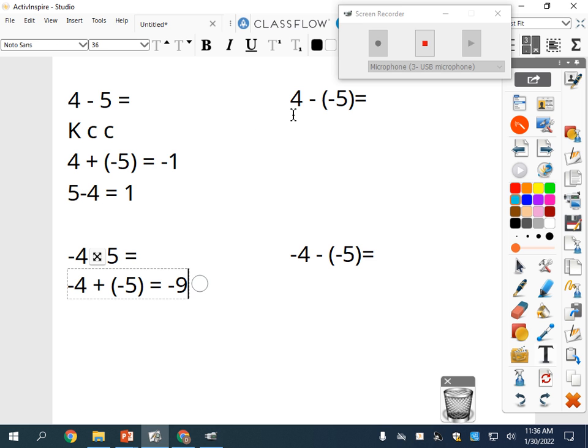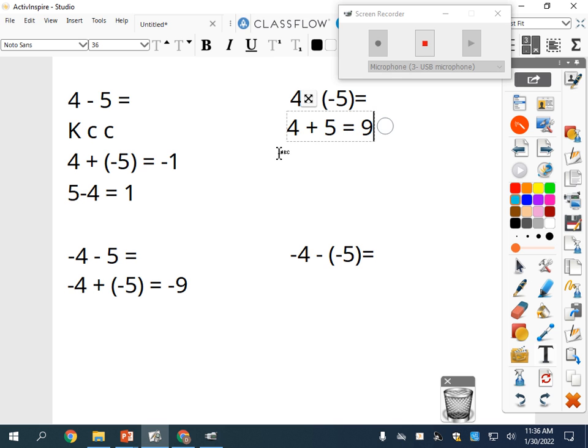Okay, so look at this one. Ready? Let me see if I can get there. So keep the first number the same. Change subtraction to addition. And make the next number into the opposite. The opposite of negative 5 is positive 5. And then 4 plus 5 is 9.